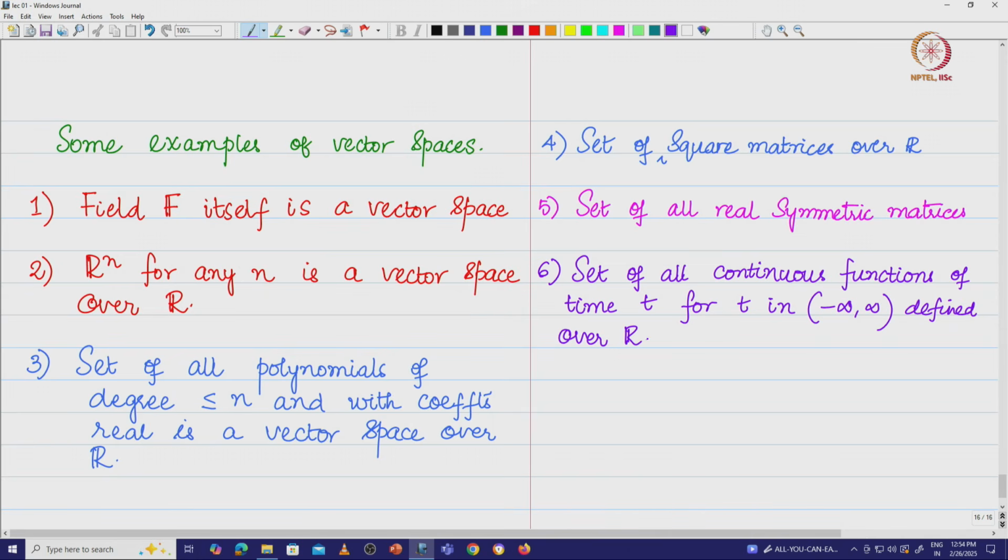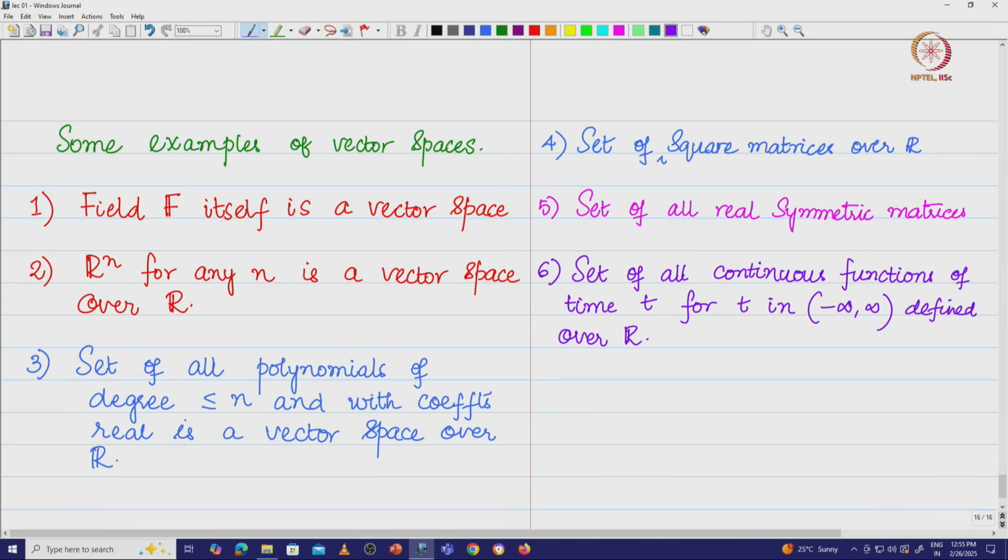These are all examples of vector spaces, right. These are some examples of vector spaces. You can prove each of them. I have also indicated how to prove them. So, you would see that whatever list I have given here, each of those individual collections would form a vector space over R, right.